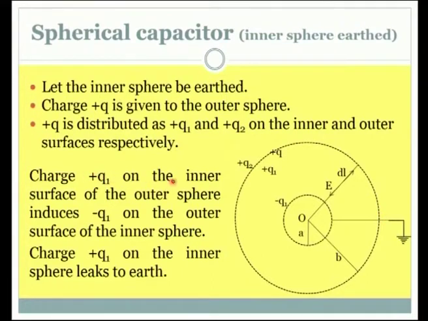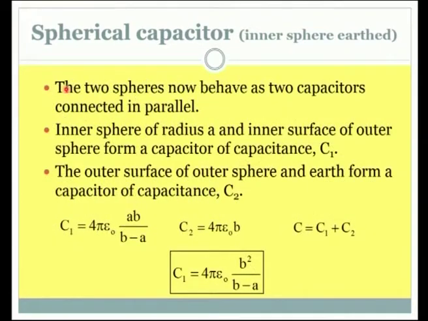The charge plus q1 on the inner surface of the outer sphere induces minus q1 on the outer surface of the inner sphere. The positive charge on the inner sphere leaks to the earth, as it is connected to the earth. So, this is the arrangement due to induction. How do we do the calculation? The two spheres now behave as two capacitors connected in parallel, because of the same potential that exists throughout the inner arrangement.